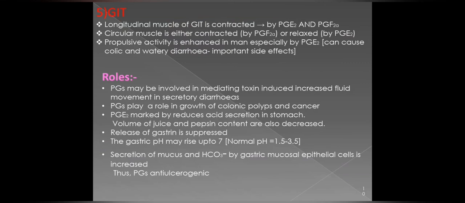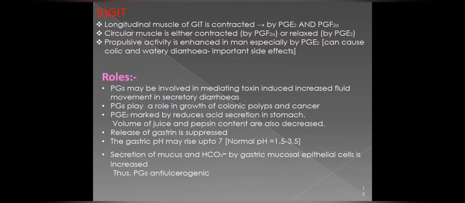In the GIT, longitudinal muscles are contracted by prostaglandin E2 and prostaglandin F2 alpha. Circular muscle can either be contracted or relaxed. By PG F2 alpha, the circular muscles are contracted, and by PGE2 they are relaxed. Propulsive activity is enhanced in man, especially by prostaglandin E2. So colic, diarrhea and watery diarrhea are the important side effects.